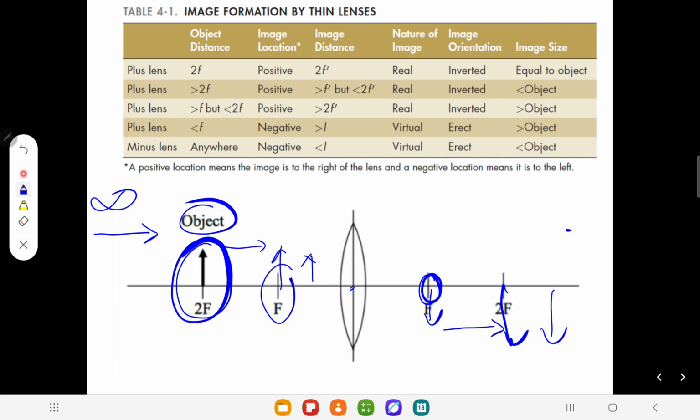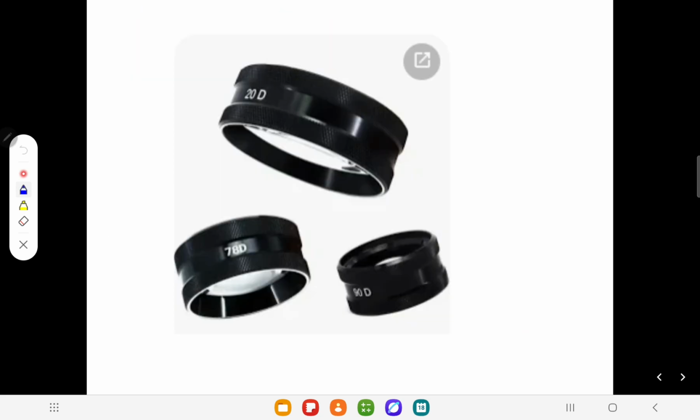And what happens at f? Before f, the image is always real and inverted. After f, the image is always virtual and erect. That's the game. Okay, just understand. Try to understand this. And how can we correlate this with 20 diopter, 90 diopter, 70 diopter in our clinical practice?